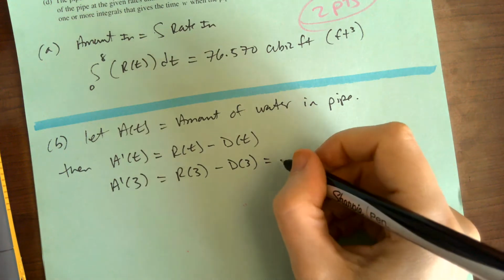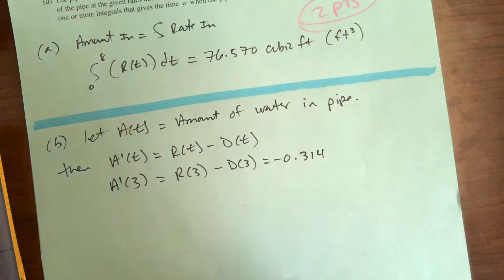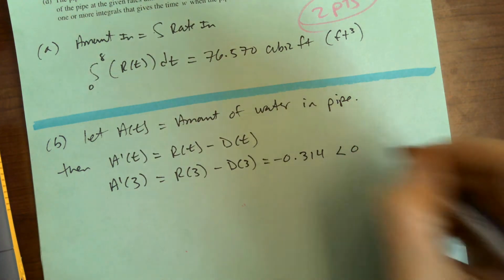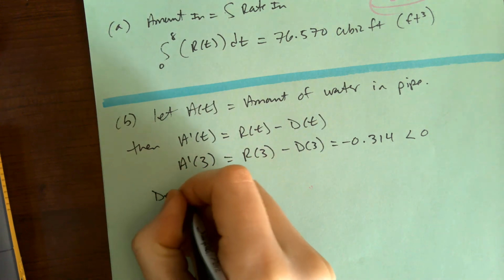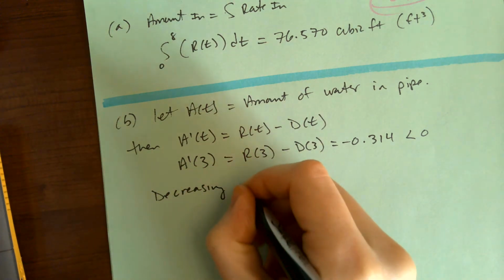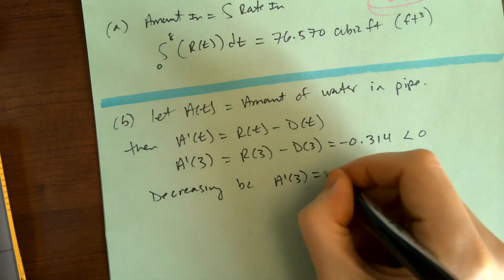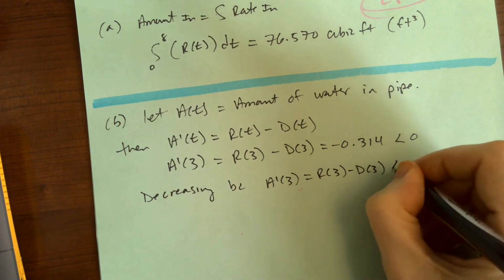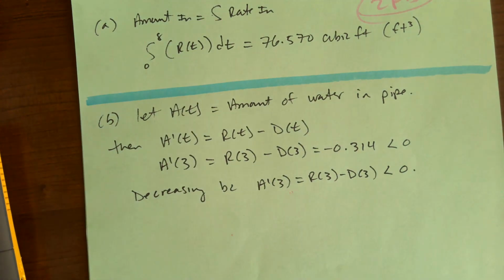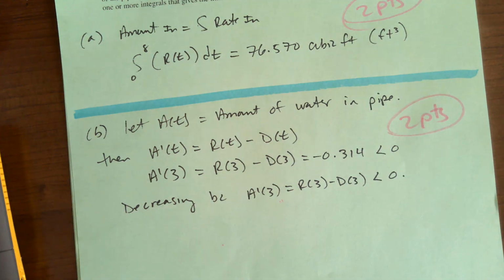Okay, so there's A prime of 3. This is negative 0.314, which is less than 0. So the answer is decreasing, because A prime of 3, which is equal to R of 3 minus D of 3, is less than 0. Okay, that is another 2 points.